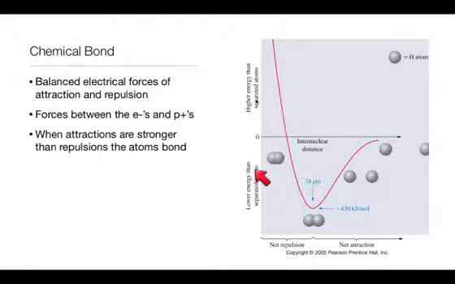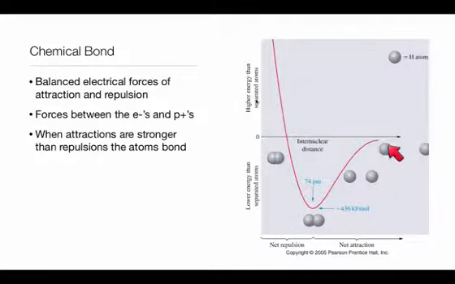This y-axis represents the amount of energy associated with the attractions between the atoms. In this case, the negative part down here, below zero, would represent strong attractions. The positive part up here would represent strong repulsions. The x-axis is representing the distance between the atoms. And here you see internuclear distance.